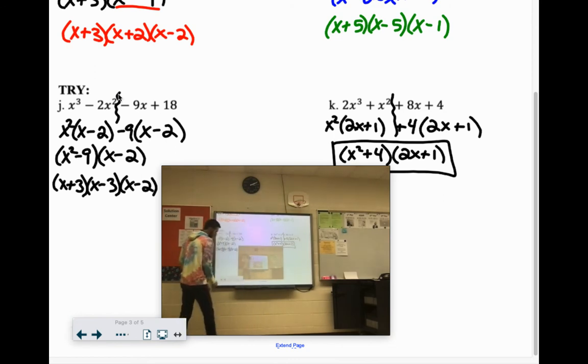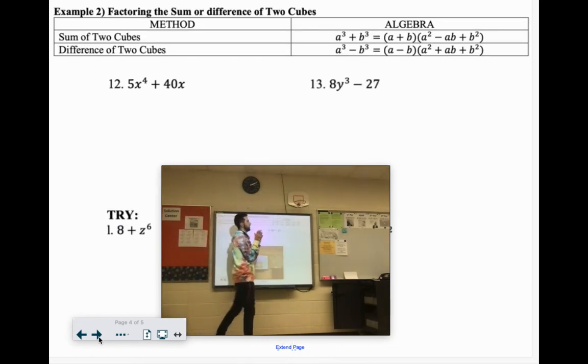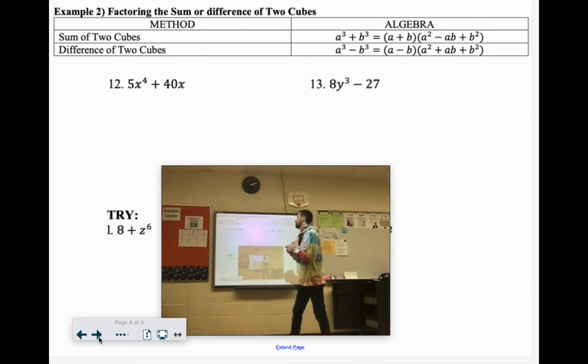Nice. All right, last thing is perfect cubes. So the sum or difference of 2 cubes. So look at the rules up here. If you have 2 things that are perfect cubes, meaning you multiply them by itself 3 times, like 8 is a common one because it's 2 times 2 times 2. Or 27 is 3 times 3 times 3. So anything you can multiply by itself 3 times would be a perfect cube.